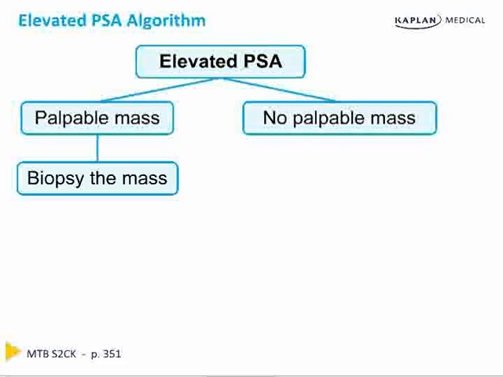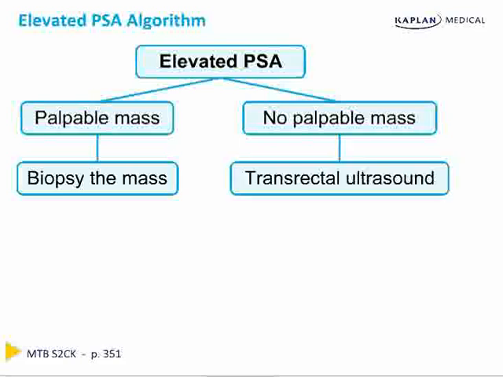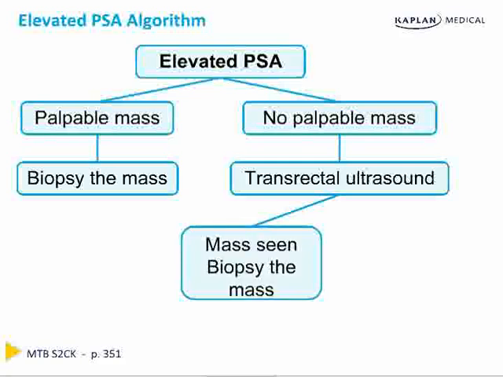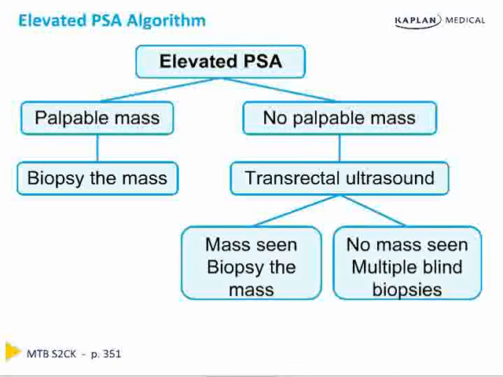If there is no mass or nodule appreciated on a digital rectal exam, the next step would then be to perform a transrectal ultrasound. Ultrasound can sometimes detect a nodule if it's too small or in a location that cannot be palpated. So if a mass is seen on ultrasound, it should be biopsied. But if no mass is appreciated, then multiple blind biopsies should be done on both sides of the prostate in as many areas as possible.